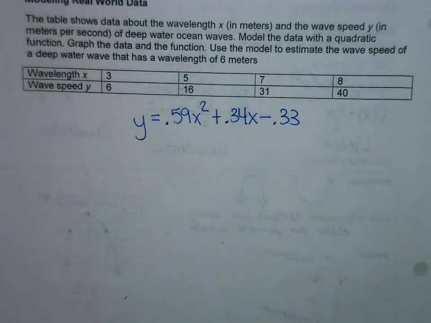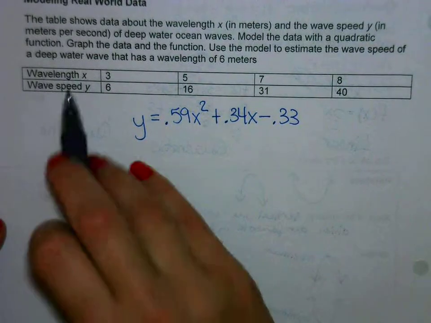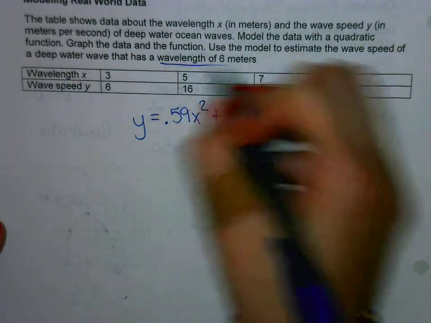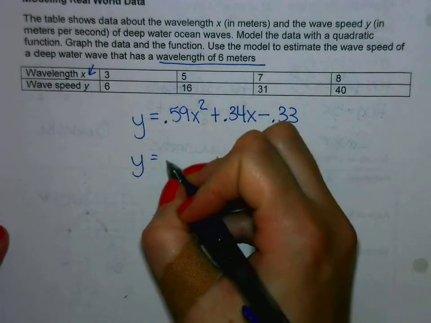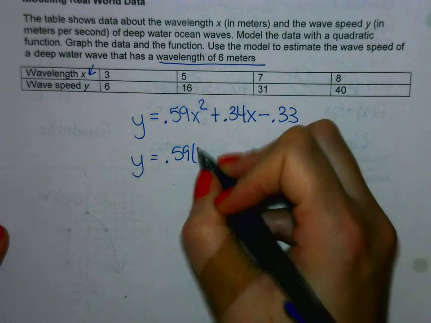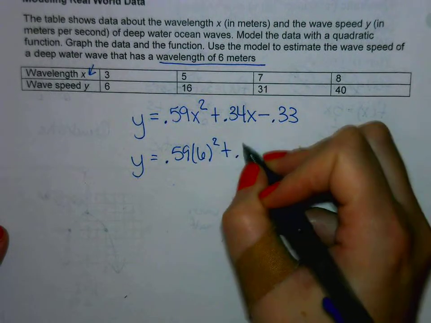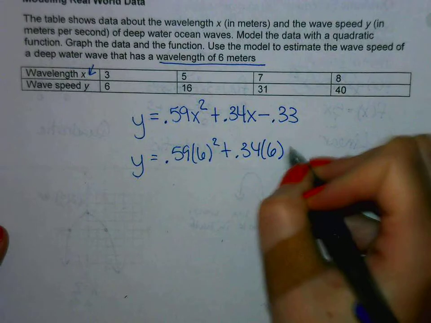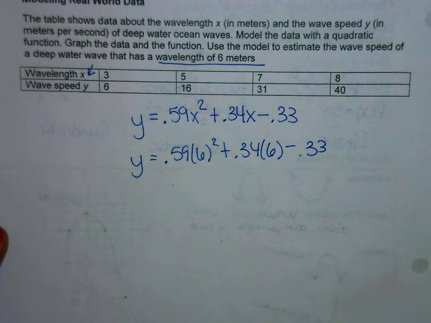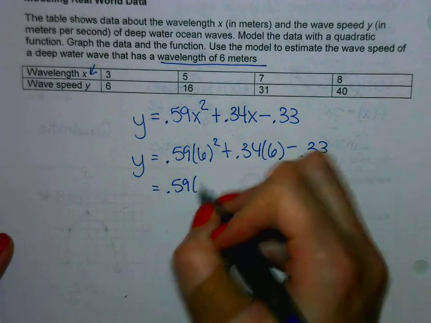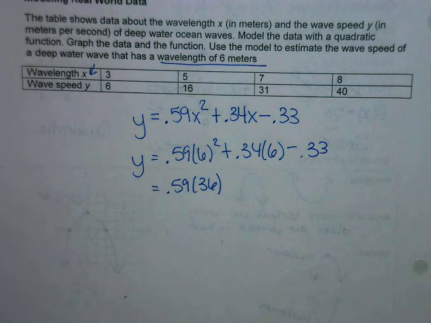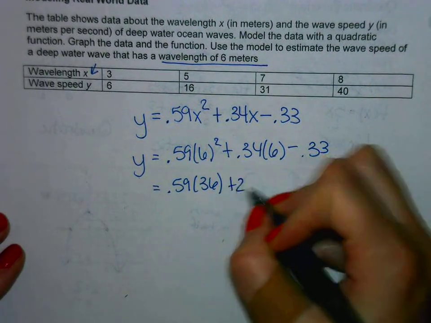Now let's use this model to estimate the wave speed of a deep water wave that has a wavelength of 6 meters. And we know wavelength is our x, so that means we want to replace x with 6 and solve. So if we do 6 squared, we have a 36, and 34 hundredths times 6, we end up with 2 and 4 hundredths.